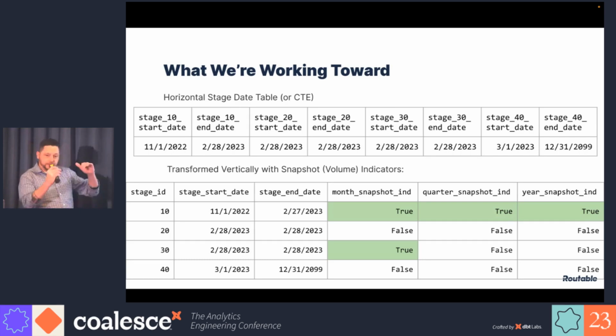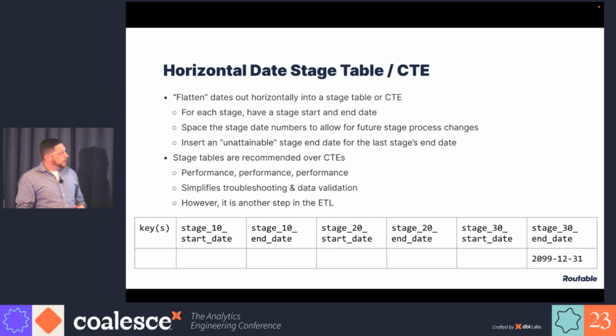Then we're going to take that data and we're going to transfer it from horizontally to vertical down below with what I call snapshot or volume indicators. And we'll talk about why that is when we get into Looker. So how do we do that? So flatten our dates in a stage table or a CTE. I recommend stage tables for performance issues. There's been a lot of people who have talked about that. CTEs have advantage because it's one less process in your ETL. And again, I just talked about staging our stage tables.